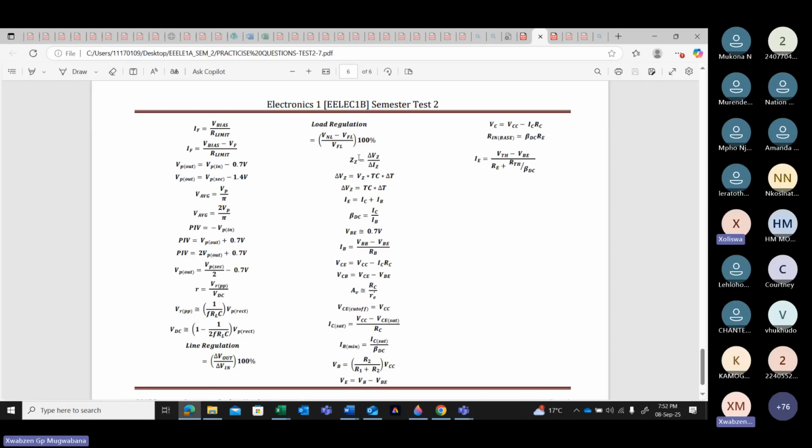Can you see your change in V of Z? Yes, sir. This is your change in V. That's why I will hint you. I cannot give you full. I will hint you.